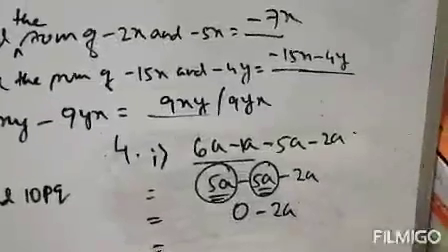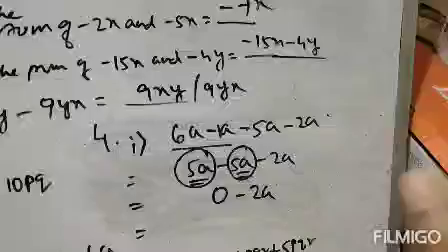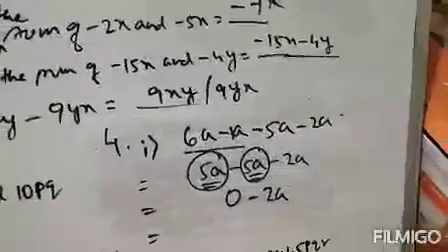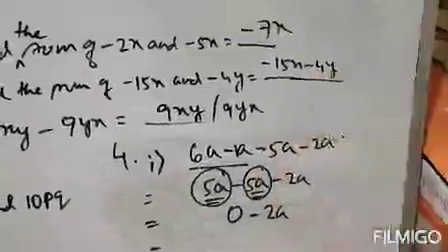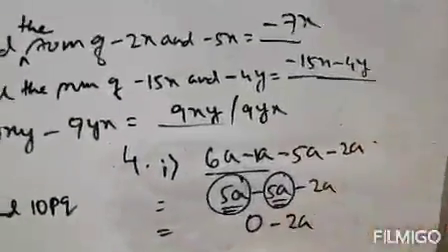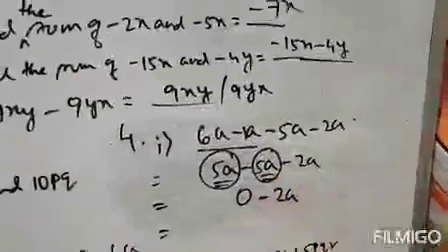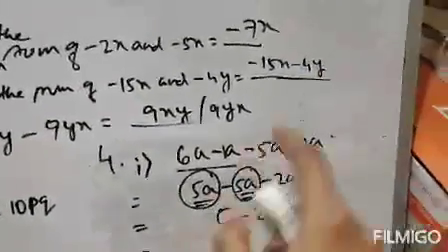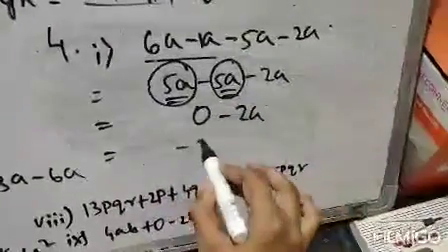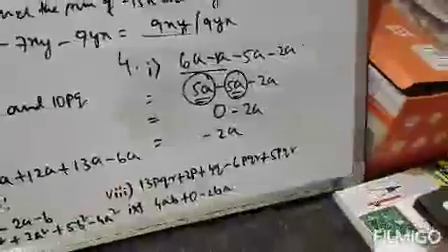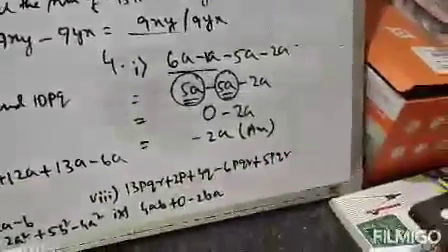So if we subtract the same numbers, because 5a is the same as 5a, the answer is 0. So that means 0 minus 2a. So 0 minus 2a gives you minus 2a. So minus 2a is the answer.